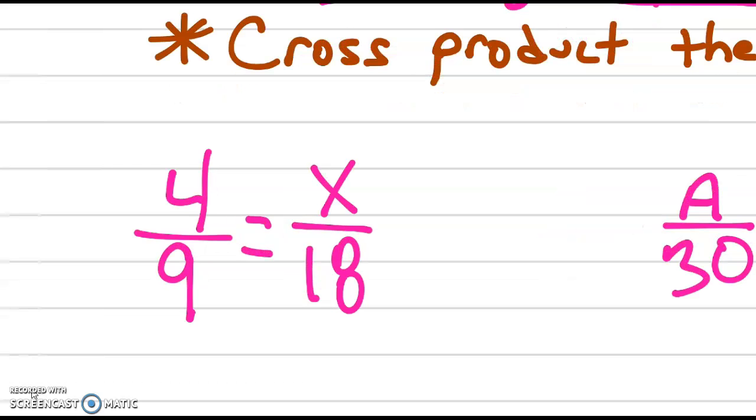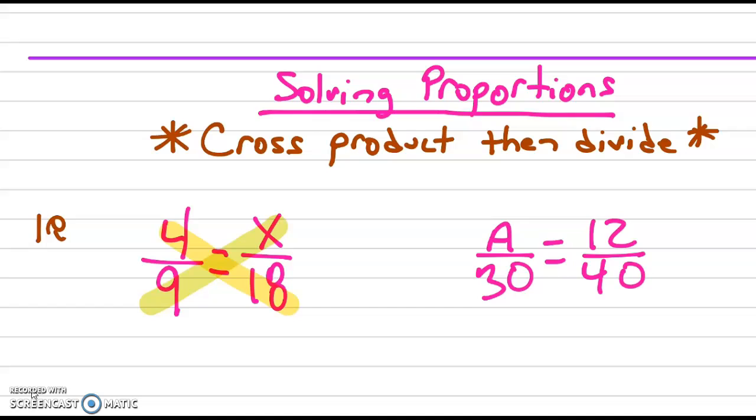So let's think back to what we did before. We cross multiplied, right? Cross multiplied or cross product. So we would do 18 times 4. 4 times 8 is 32. I should know this already. 4 times 10 plus 3 is 70. So this is 72. Okay? And then if we cross multiplied 9 times x, that would be 9x.